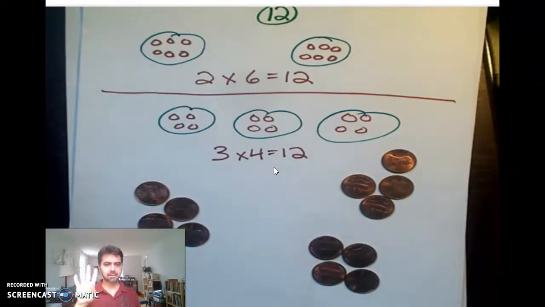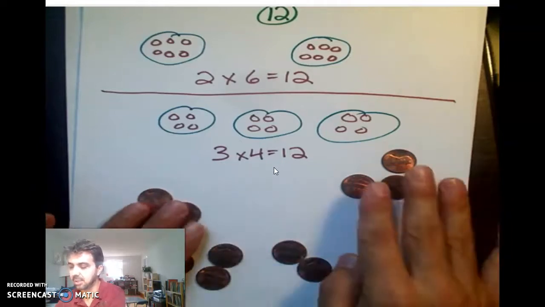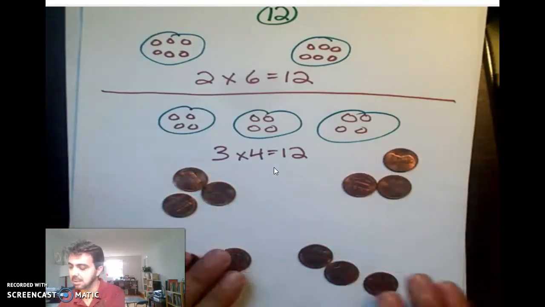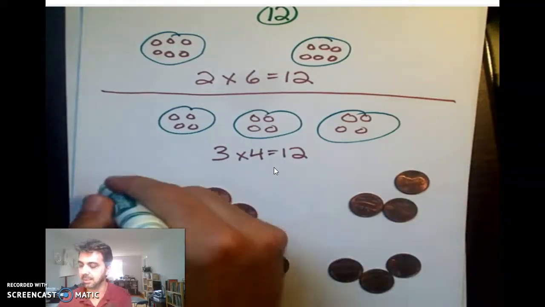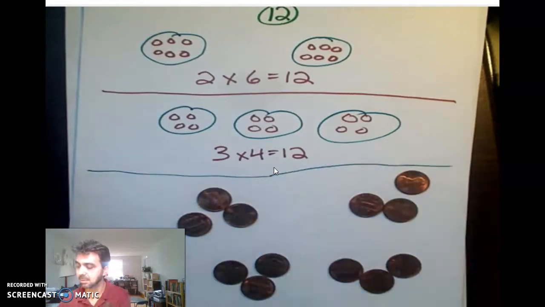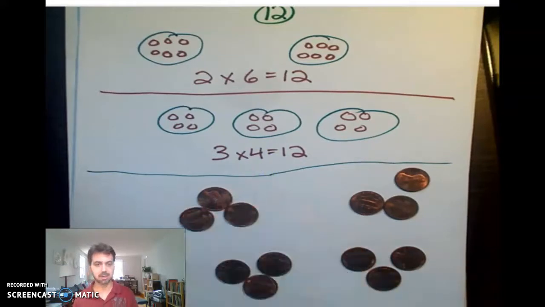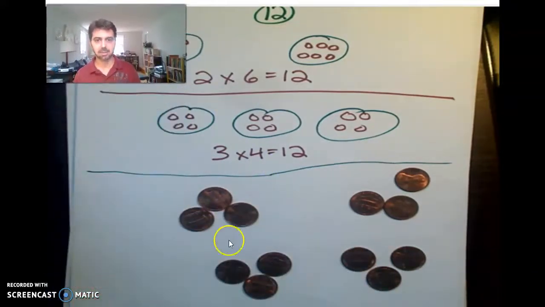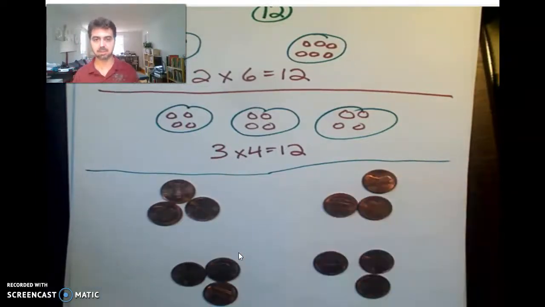What if I did 4 groups? Can it be done? I don't know. Let's see. 4 groups. So I need another group. Let's take one from each and see what happens. Wait a second. It looks like this might work. Let me draw a line here so we don't get confused. So do I have 4 groups? Yes. So I do have 4 groups, but do I have 4 equal groups? Well, let's look. 3, 3, 3, 3.